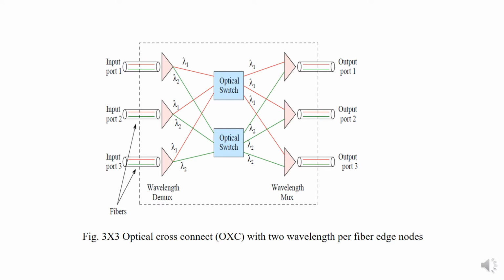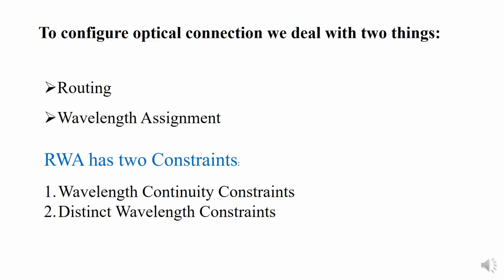In this figure they have shown only 3x3. Similarly we can use it for n inputs and n outputs. As shown in the figure, these switches have to be preceded by wavelength demuxes and followed by wavelength muxes to implement an optical cross connect.